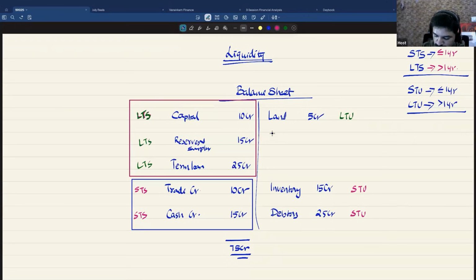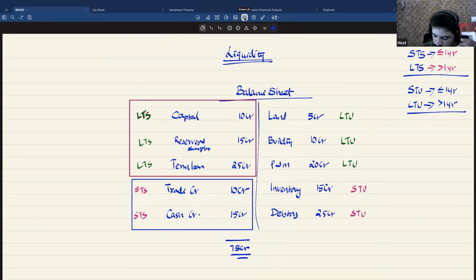Then I'm also putting money in constructing a building for the factory. Let's say that is around 10 crore. Short term or long term? I don't have any intention to sell the building. I'll be using the building for a longer period. So it is a long-term use. And I'm also putting money in plant and machinery. Let's say that is around 20 crore. I'll be using the machinery for a longer and longer period. So we call it what? Long-term use.